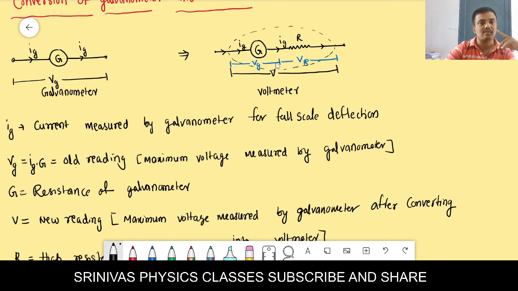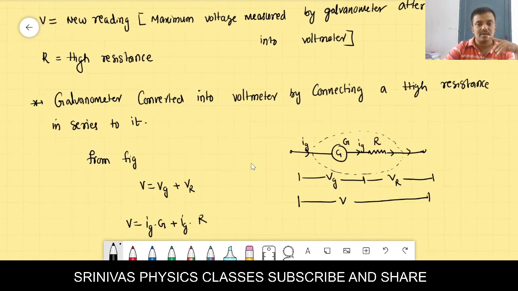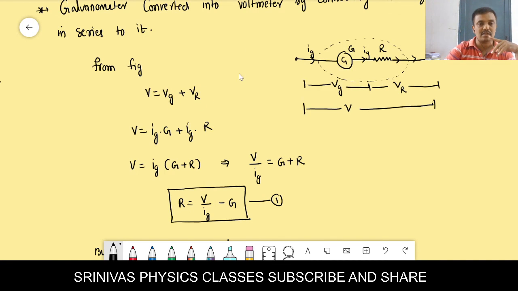At the moment the voltage across the galvanometer is Vg. Now the voltage across the resistance is added. The total voltage is Vg plus Vr, the voltage across the galvanometer plus the voltage across the resistance. Previously only the galvanometer was there. Now along with the galvanometer, a resistance is there. That's why the resistance voltage is also added in series. Now the total voltage is increased. The voltage across the galvanometer is current into resistance. The voltage across the resistance is the current into resistance. From that we derived the formula for the resistance: how much resistance we should connect in series to the galvanometer in order to convert it into a voltmeter. That formula we got here.